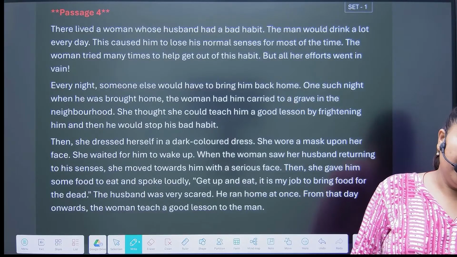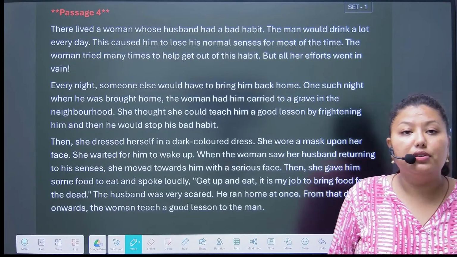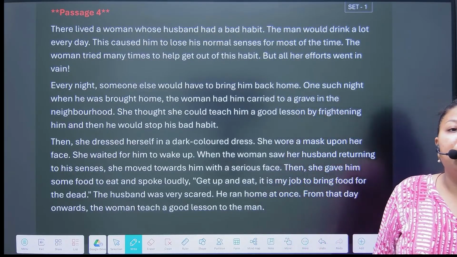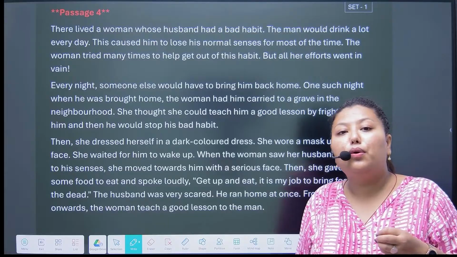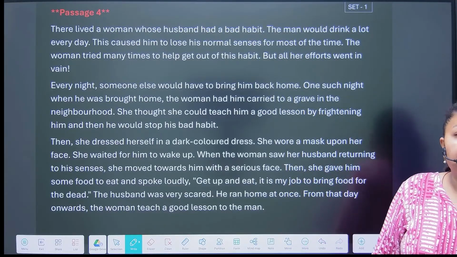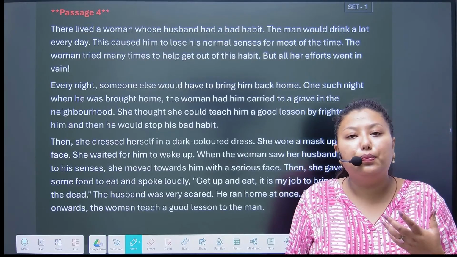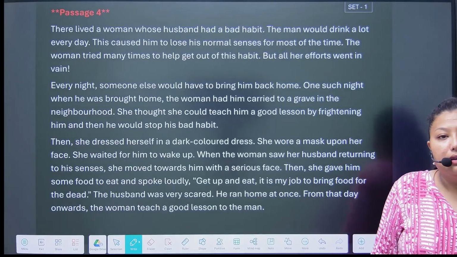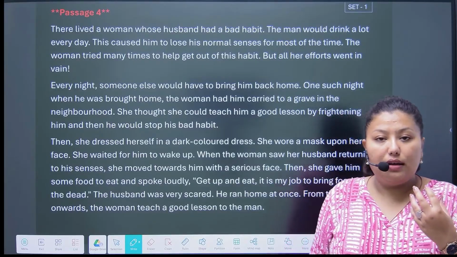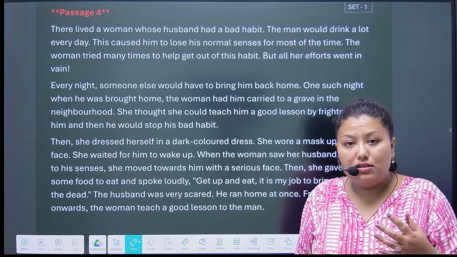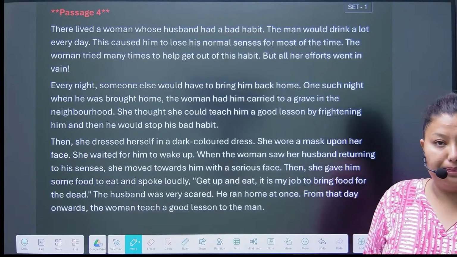When the woman saw her husband returning to his senses, she moved toward him with a serious face. Then she gave him some food to eat and spoke loudly. Get up and eat. It is my job to bring food for the dead.